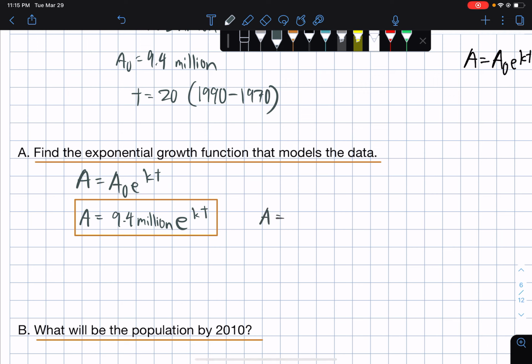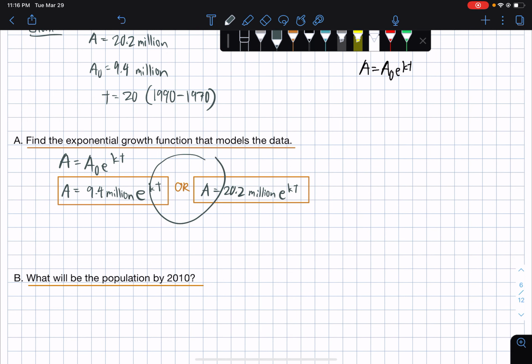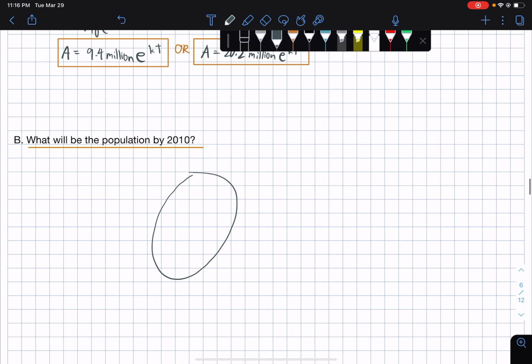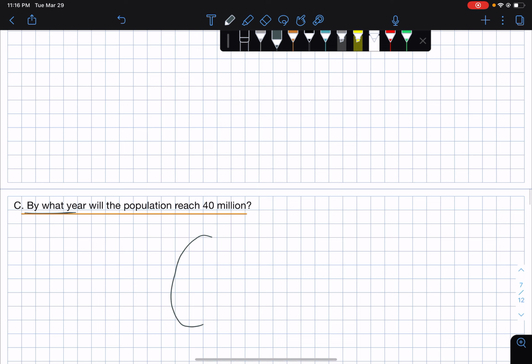The other one would be assuming that the A0, initial amount or initial population, would be 20.2 million. You start from the year 1990. Then just copy everything else. So you can select either from these two. We have two answers here. We have two solutions here. We have two options to answer here.